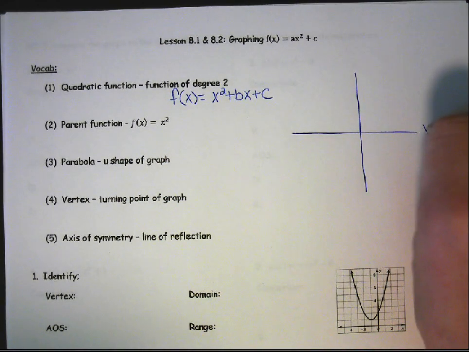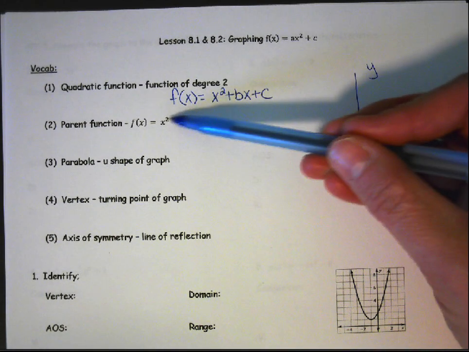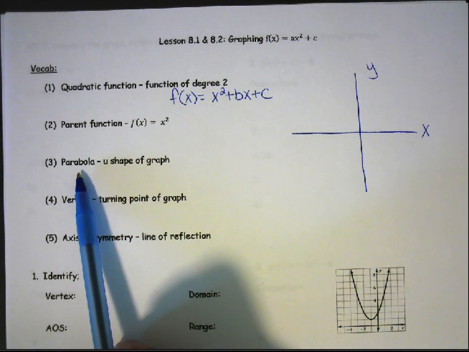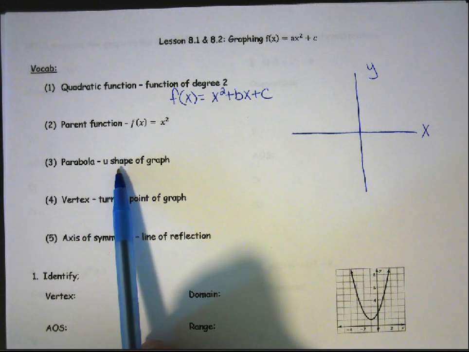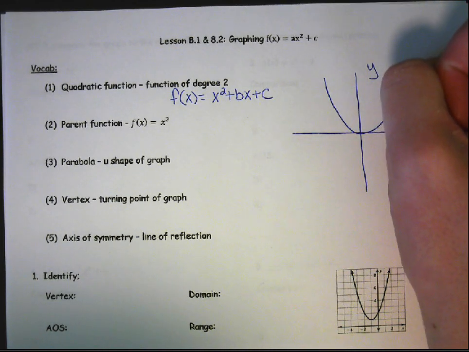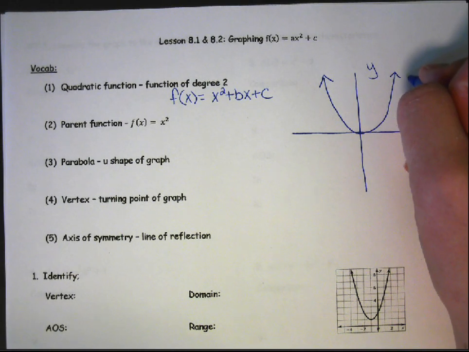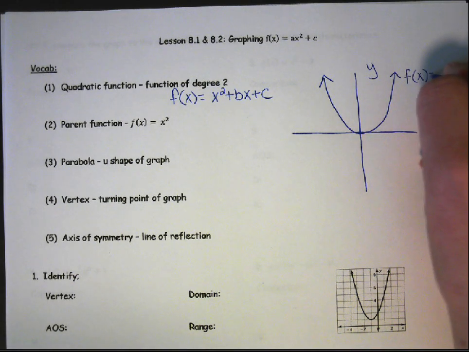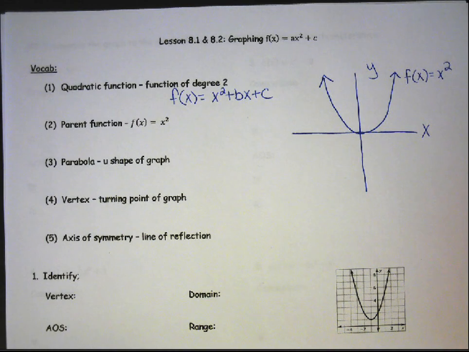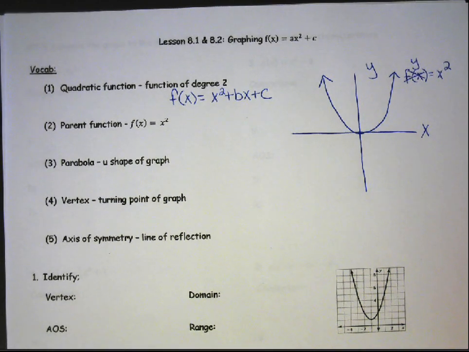If this is my x and y axis, a parent, or this just x squared, is a nice parabola. So it's kind of this U shape. So if we were just to draw this kind of a U shape in, that's what it would look like, okay? So this is our parent. So sometimes they call that f of x is equal to x squared. Now remember, this is function notation, so don't let it throw you off. It's not a big deal. It's really the same thing as saying y equals, okay? So that's just function notation.